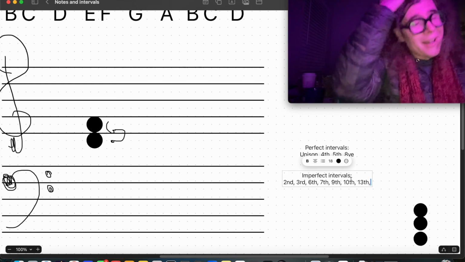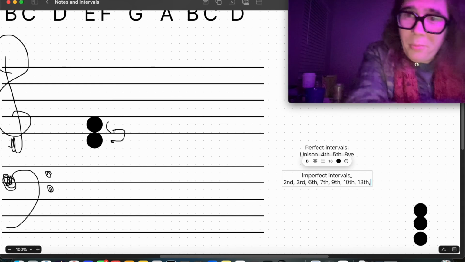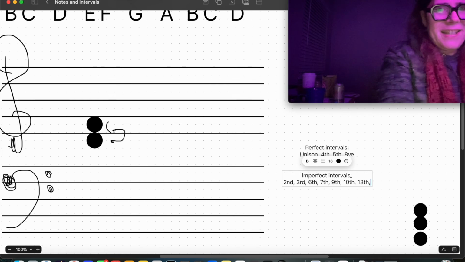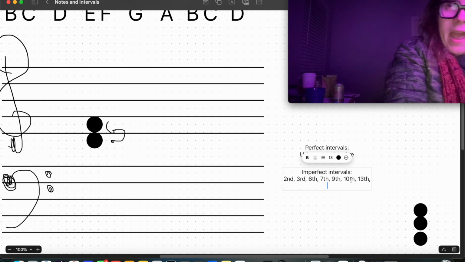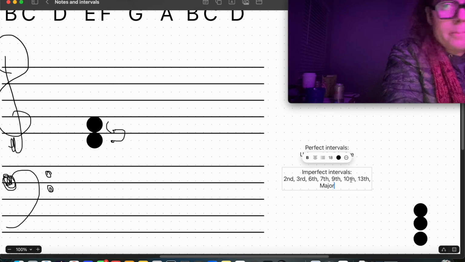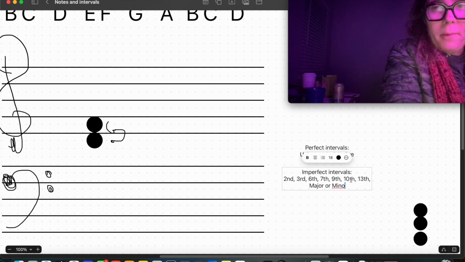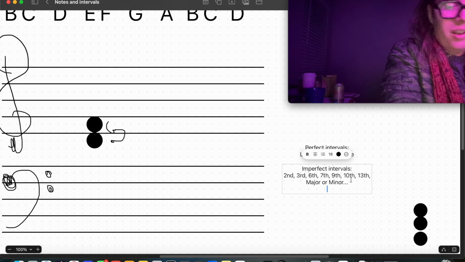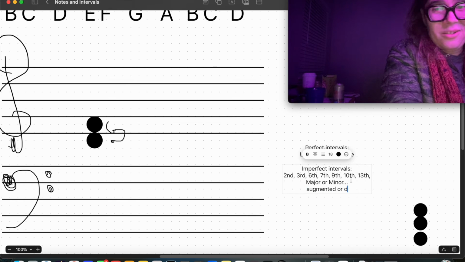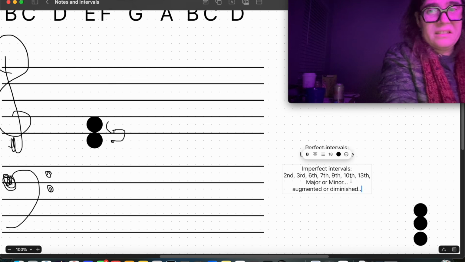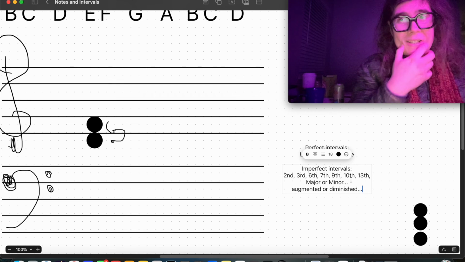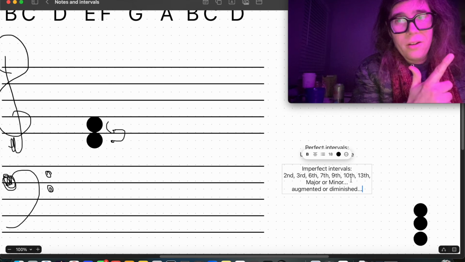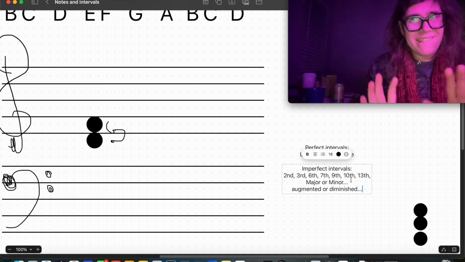Okay, so those are the imperfect intervals, and what I mean by that is they will have a quality that is major or minor, or perhaps augmented or diminished. But for now, we're only going to talk about major and minor.